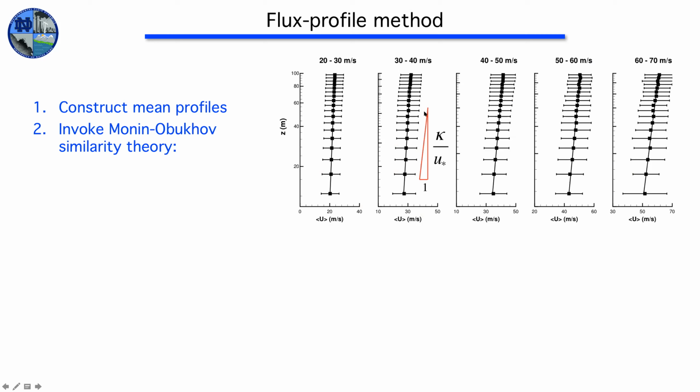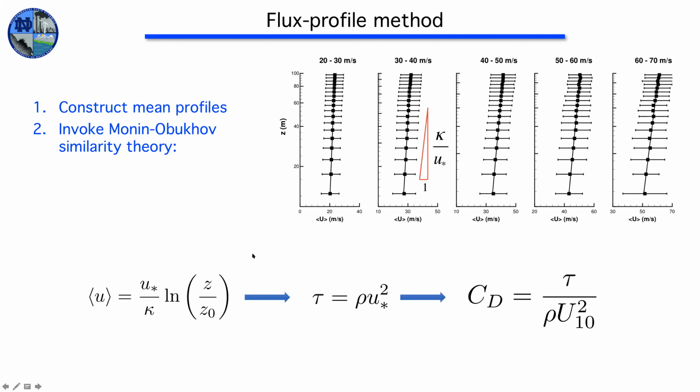And the slope of that line is kappa, the von Karman constant, over u star, which is related to stress. And indeed, for these cases, you actually see something that looks an awful lot like a straight line. So once you construct the mean velocity profile, you say that it's a logarithmic profile whose slope is u star over kappa. The intercept is related to z naught, the roughness length. Tau, the stress, is related directly to this estimated value of u star.